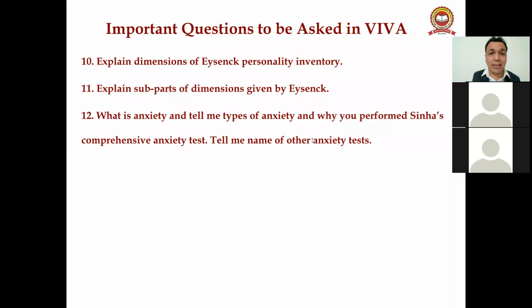Explain the dimensions of the Eysenck Personality Inventory. He has worked on 2 dimensions: one is extroversion and the second is neuroticism. When he revised his test, he also included a third dimension, P, which means psychoticism. Explain the parts of the dimensions given by Eysenck, what the parts of the dimensions are. You can go through the notes also, which I'll share with you.